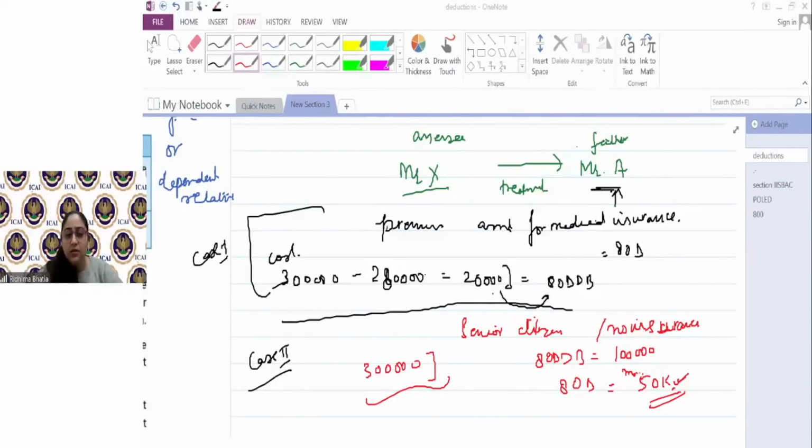Sharvan, is it clear? Sharvan, suppose यहाँ पे guys, Mr. A father नहीं होते, Mr. A would have been brother. Then I would have only been able to claim 80DDB. I would not have been able to claim 80D for case 2. Make sense? Right.